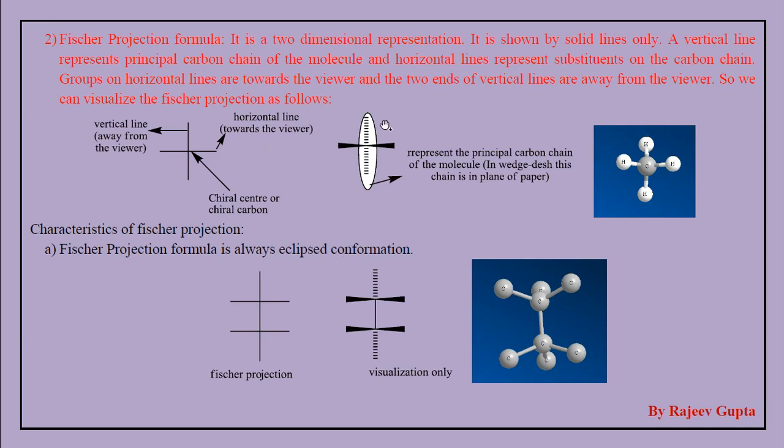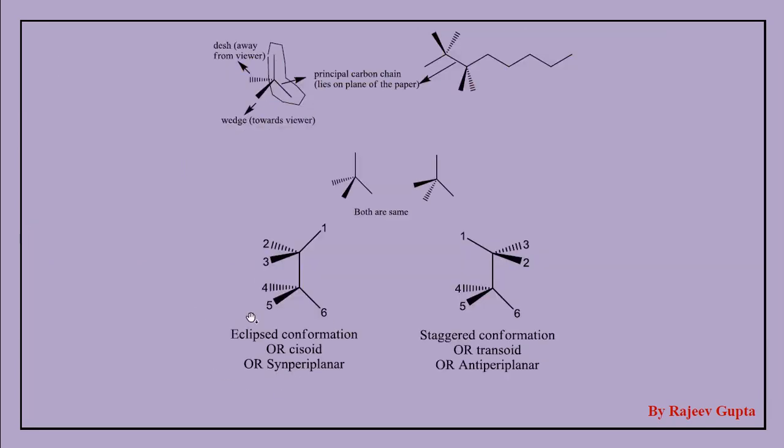In a methane molecule, where only one carbon atom and four moieties are present, we don't talk about eclipsed or staggered. But if we have more than one carbon atom, meaning two, three or four carbon atoms, then we talk about eclipsed or staggered conformations, or simply conformations. So this is the Fischer projection of a molecule.